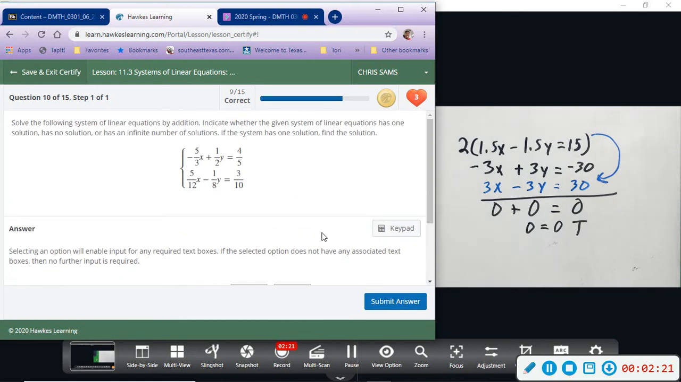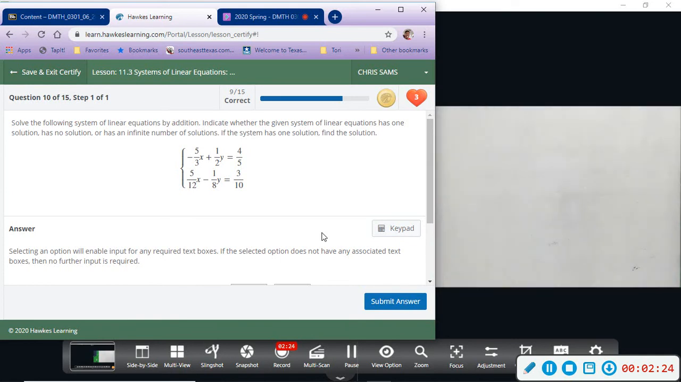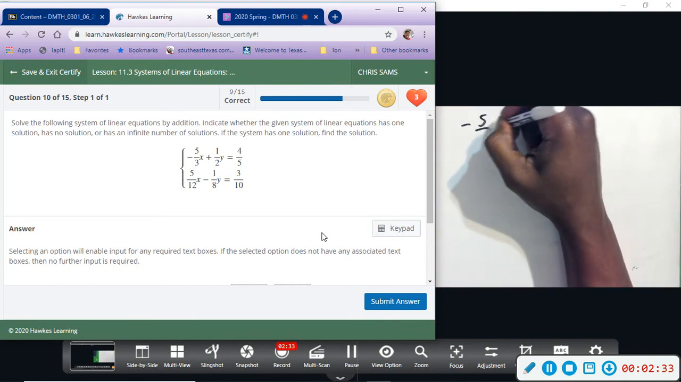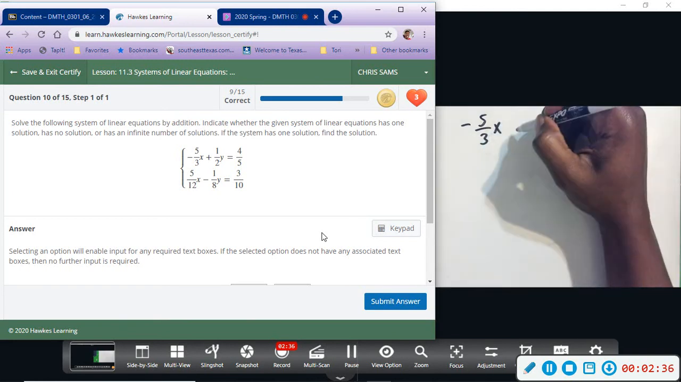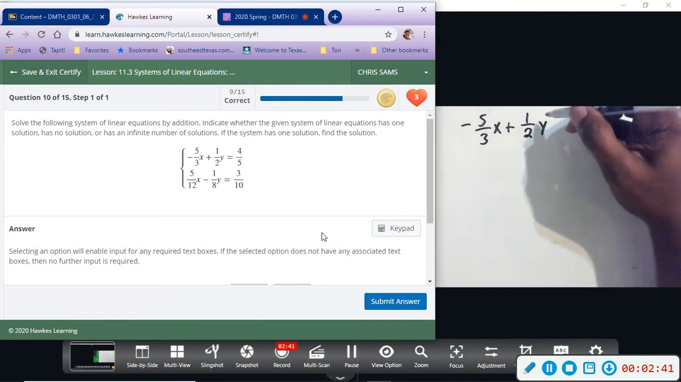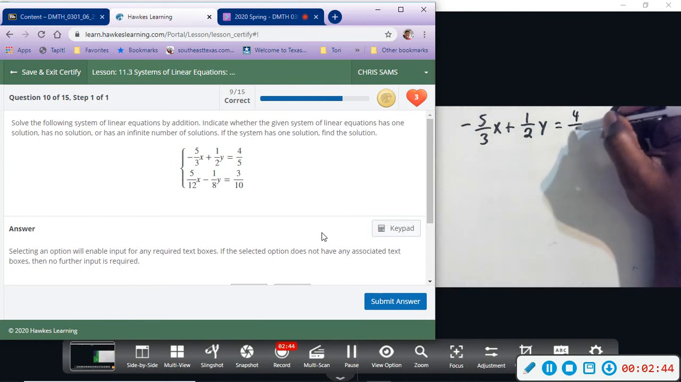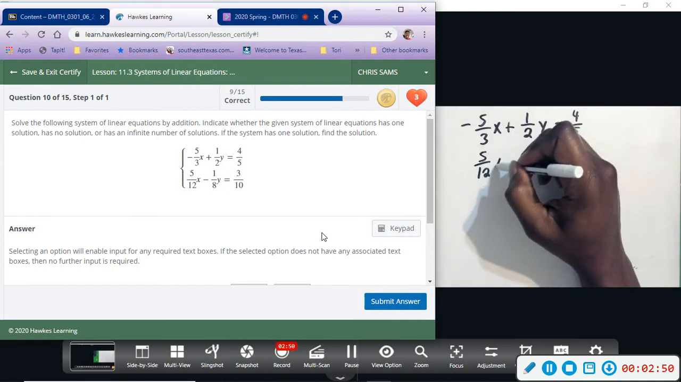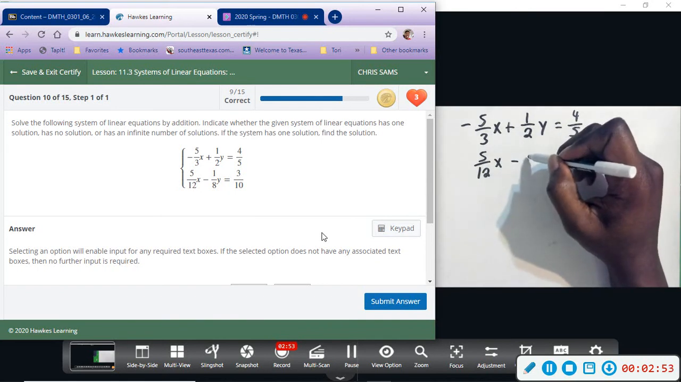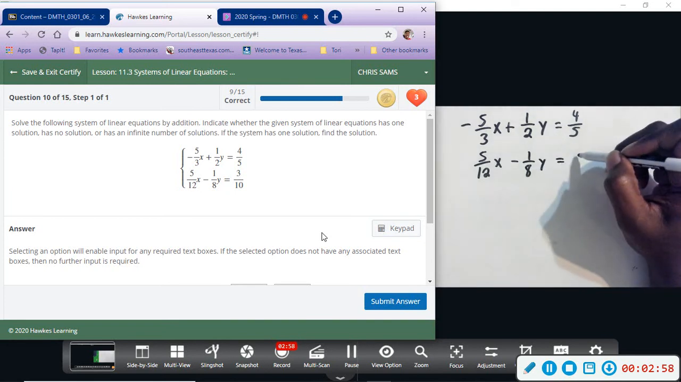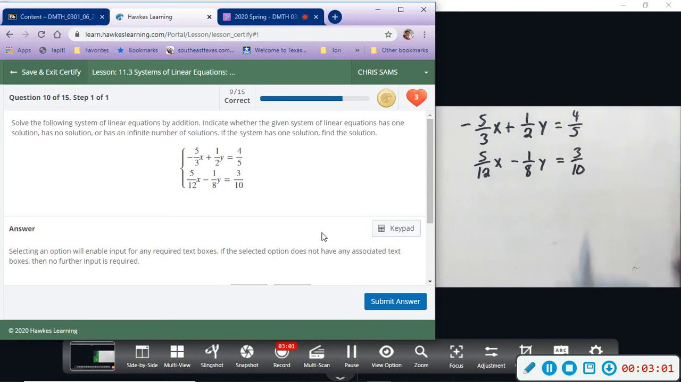Alright, number 10. Got some fractions. So again, I'm going to multiply by a common denominator to get rid of all of these fractions at once. Negative 5 over 3x plus 1 over 2y equals 4 over 5. And then 5 over 12x minus 1 over 8y equals 3 over 10. Okay.